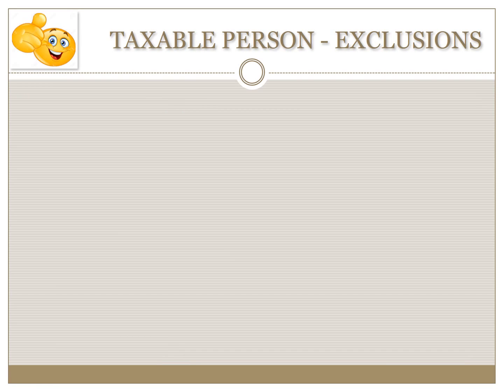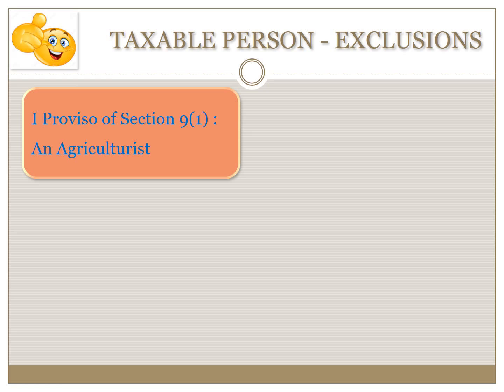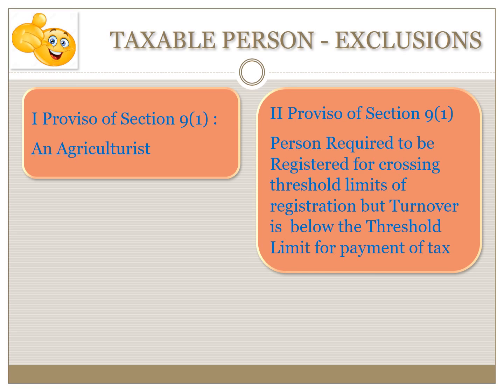There are some categories of persons who are specifically excluded from the definition of taxable person. Under first proviso of subsection 1 of section 9, an agriculturist. Under second proviso of subsection 1 of section 9, persons who are required to be registered as they have crossed the threshold limits of registration, but their turnover is yet below the threshold limit for payment of tax.